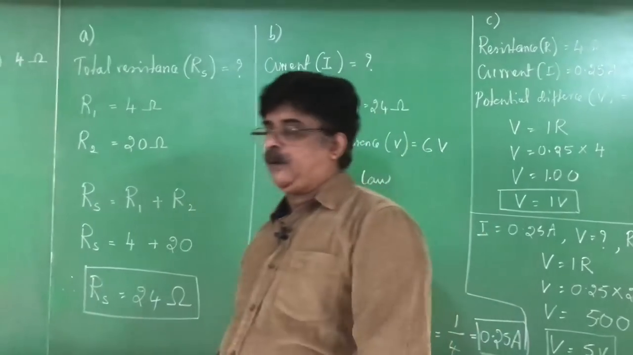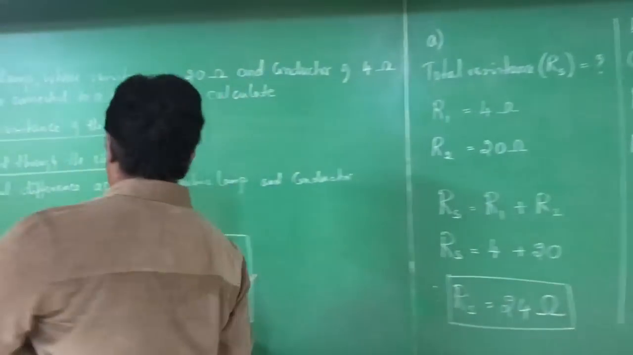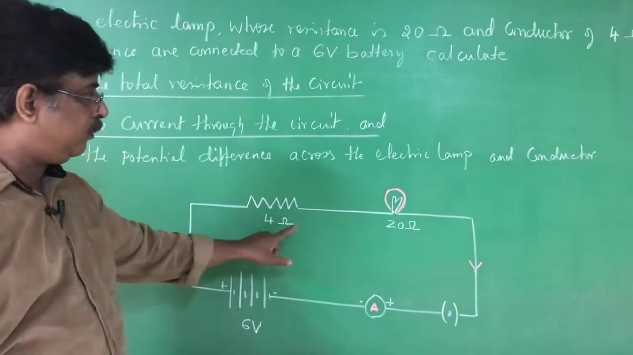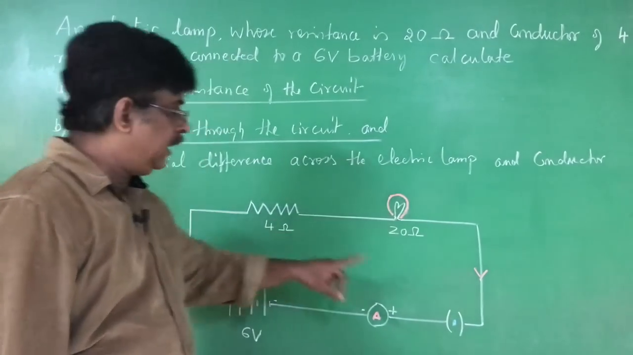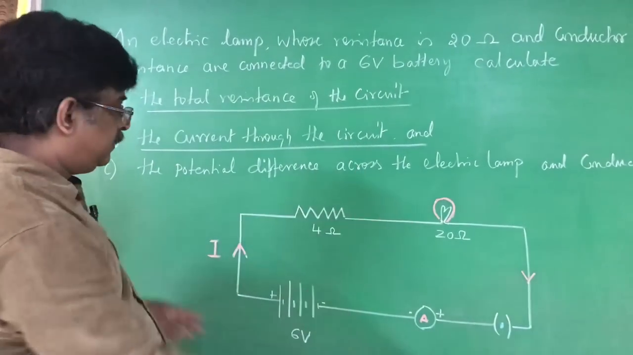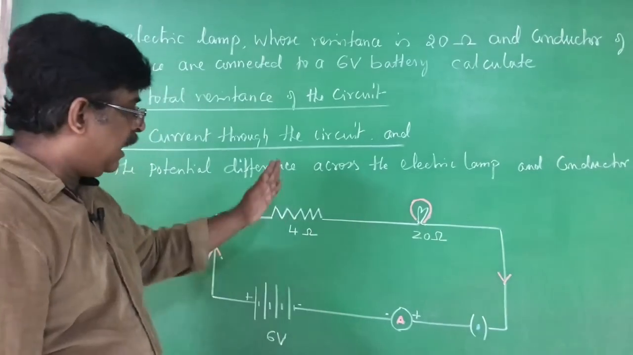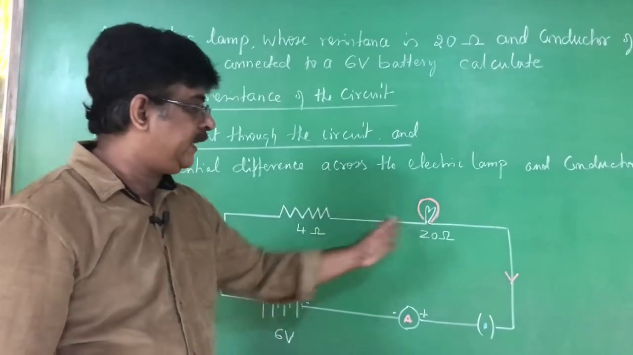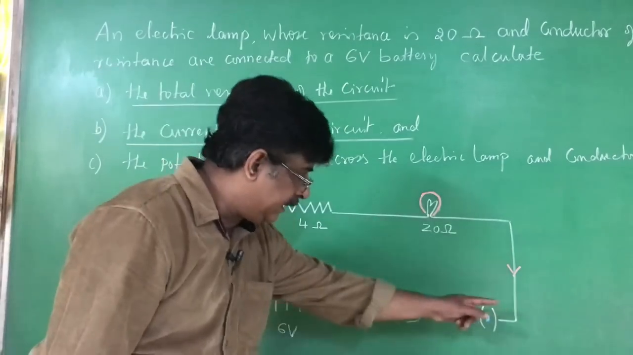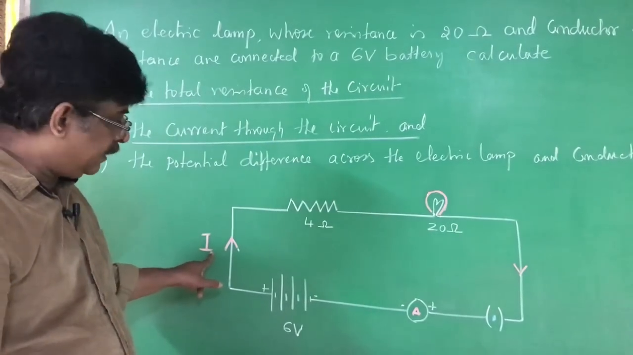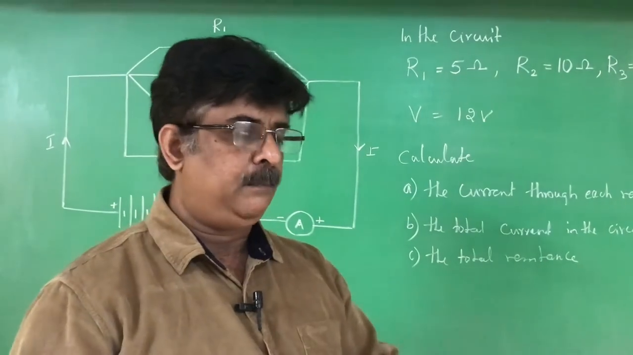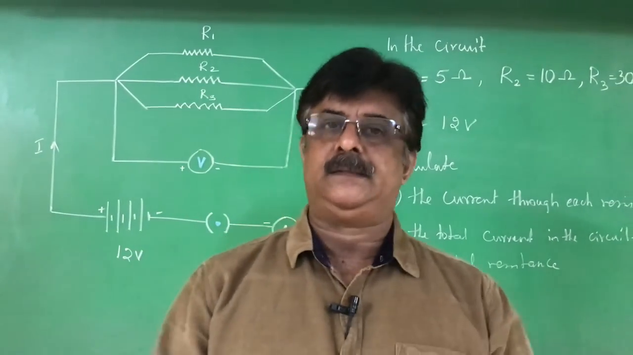Once again I go back to the problem. See the circuit. There are two resistors. One is of 4 ohm, another one is of 20 ohm. It is a bulb. Both are connected in series. We have to find the total resistance. Total resistance in series is R1 plus R2. 4 plus 20 is 24. That is part 1. In series connection, I is constant. V is given as 6 volt. Very important problem because it already came for the public examination.